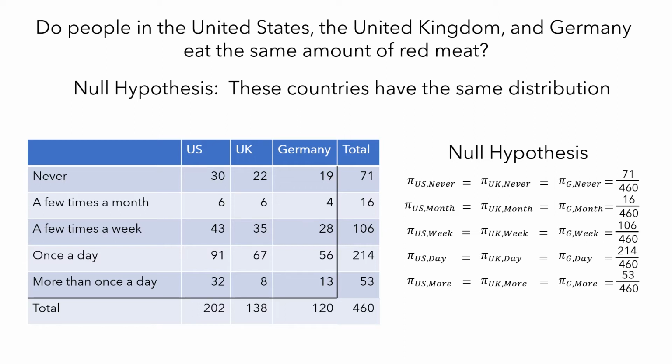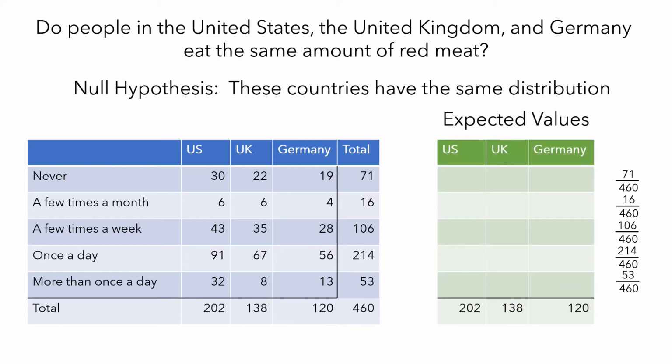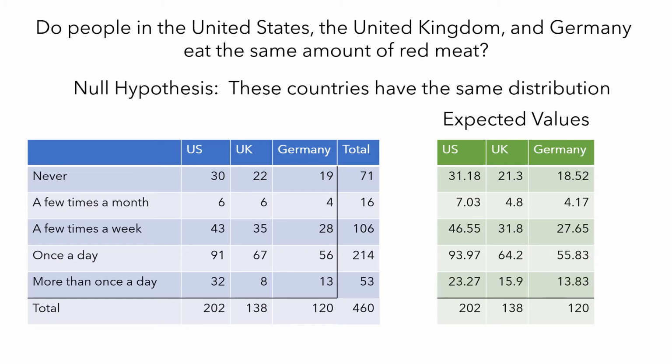After creating the null hypothesis, we use it to compute the expected values, the number of people in each cell of the table, assuming the null hypothesis is true. I'll make some space to compute these values. Now, for the number of people in the US who never eat meat, we'd take 71 460ths of the 202 people. So we'd multiply these to get the expected value, which would be 31.18. Then for the UK, we'd take 71 460ths of 138 to get 21.3. And we'd keep on multiplying the proportion for the row by the number of people in the column.